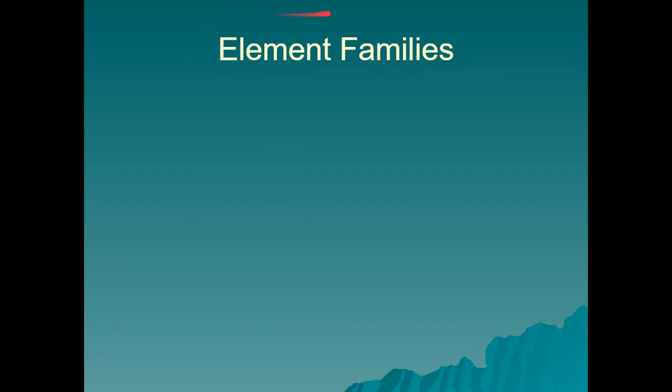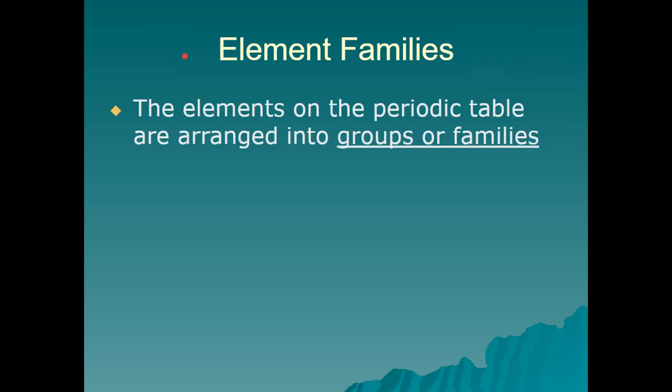All right, so in this set of notes, we're going to talk about element families, element groups, and about valence electrons. The elements on the periodic table are arranged in groups and families, both groups and families.